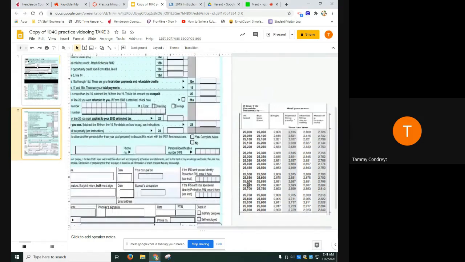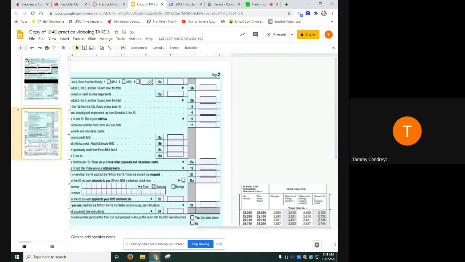So it is between these two, 25,600 and 25,650. You can see a single person owes $2,881 in tax. If you're married filing jointly, it's around $2,600. If you're filing separately, it goes back up to $2,881. If you're head of household, you pay a little less tax. So it depends on which of those you're filing. But we're filing single, so we owe the government $2,881 for the year.